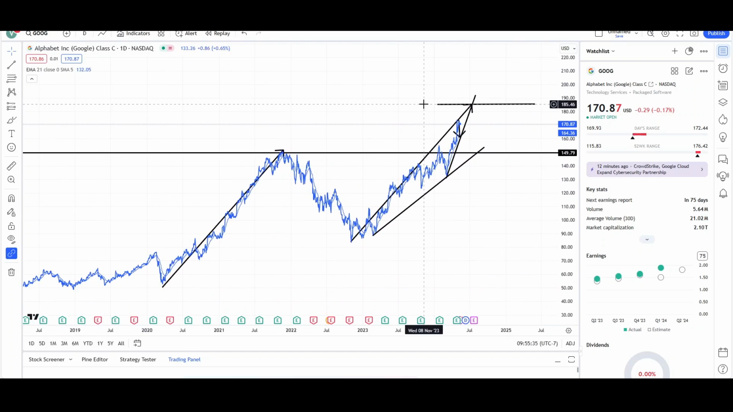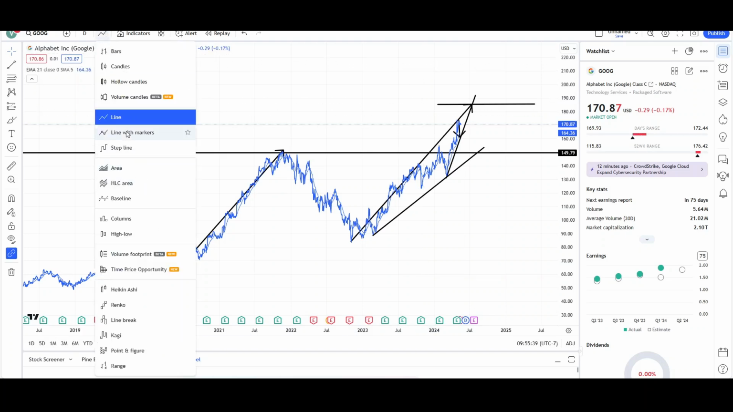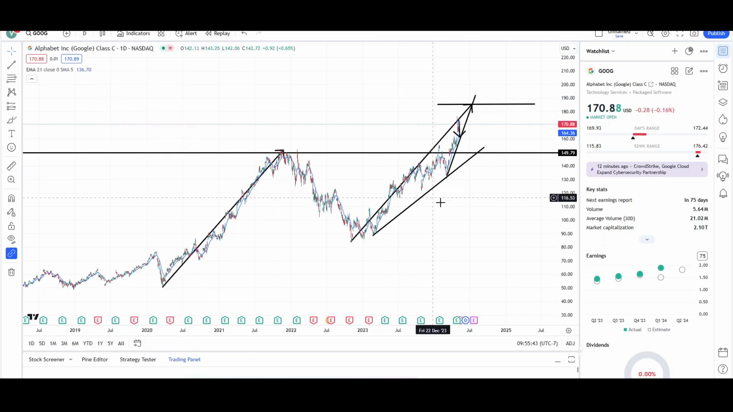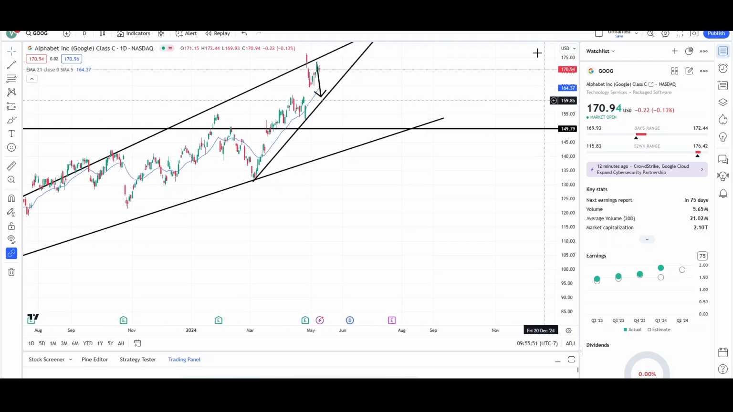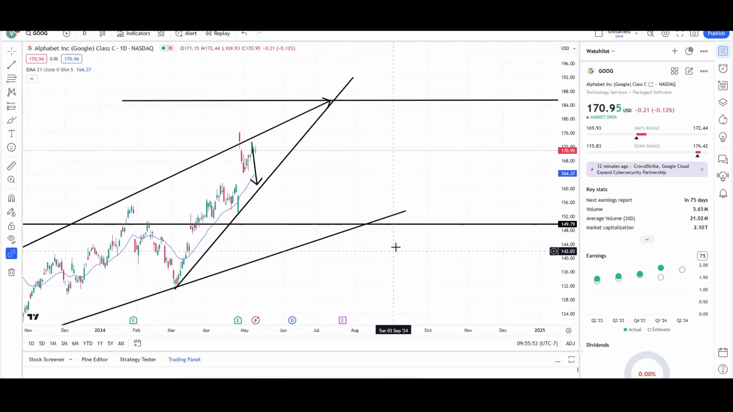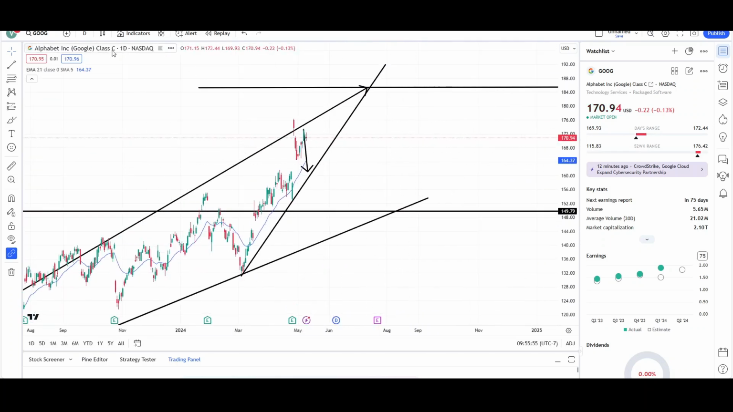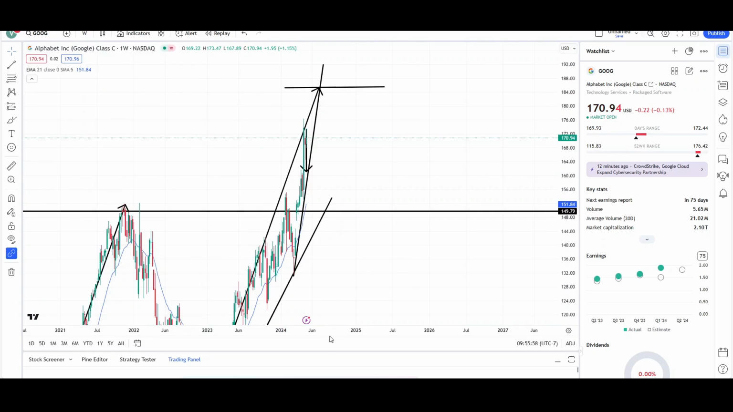Measure move targets aren't always reached, but there's a high probability that these tech stocks, especially the large ones, will reach them because of the liquidity flowing into the stocks. So let's go back to the candles, and you see that I'm still looking for the 185, 186 target, and that's probably going to lead to a large sell-off. Once measure move targets are met, they can be temporary stopping points and even reversal areas. So we'll see what happens in the coming days and weeks for Google.